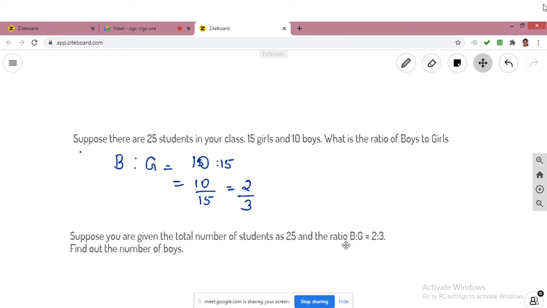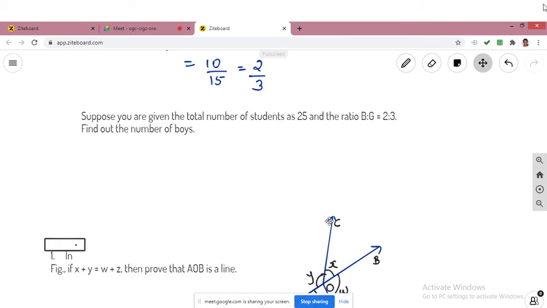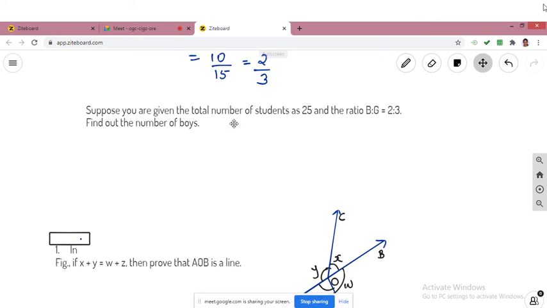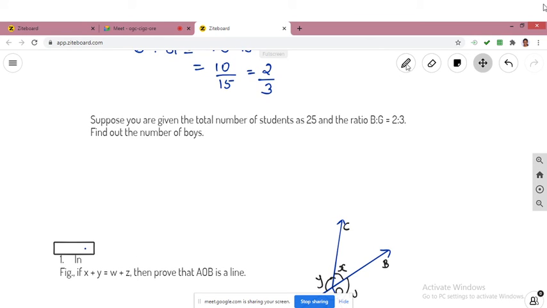Now suppose you were given that the total number of students is 25 and the ratio of boys to girls is 2:3. You need to find out the number of boys. You are given that the boys to girls ratio is 2:3 and the total number of students is 25. So from this, can I say that 2 out of 5 students in your class are boys? Can I say that?